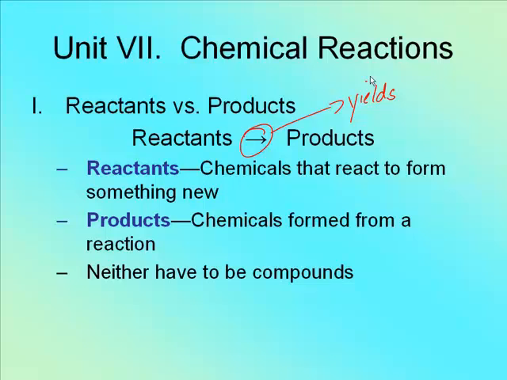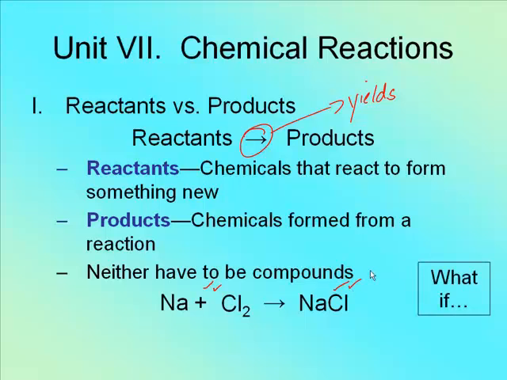In both situations, neither one of them has to be a compound. Now remember, a compound is a group of elements combined together to form something. So you could have elements as reactants, you could have elements as products. You could have compounds as reactants, you could have compounds as products. It does not matter. So here's an example. Two elements, sodium and chlorine. As we know, we're going to combine them together and form sodium chloride, table salt. So here's a situation where you have reactants on the left and products on the right, and you have elements on the left and a compound on the right.